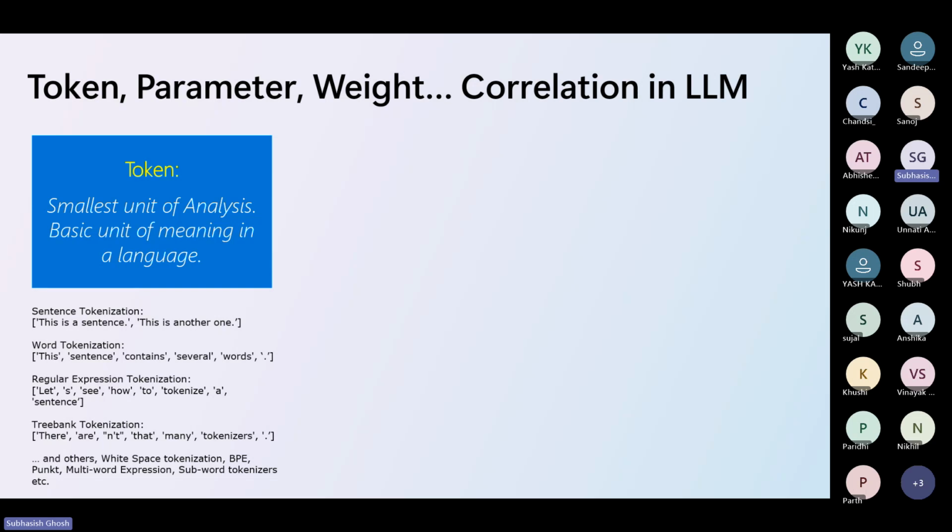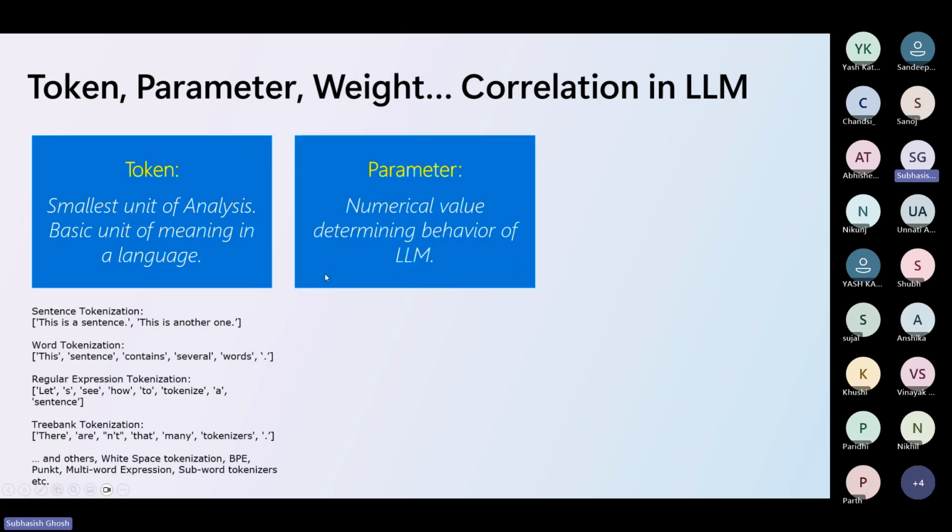For example, on the slide, you can do a sentence tokenization. This is a sentence, it's one token. This is another one. Word tokenization cuts the input sequence so that each item is a token. So each word within the input sequence is basically an item. Then you have regular expression tokenization, Treebank tokenization, whitespace, punct, multi-word. There are multiple types of tokenizers in the market.